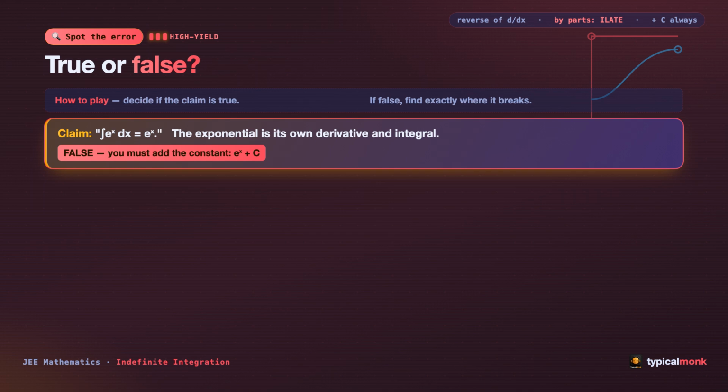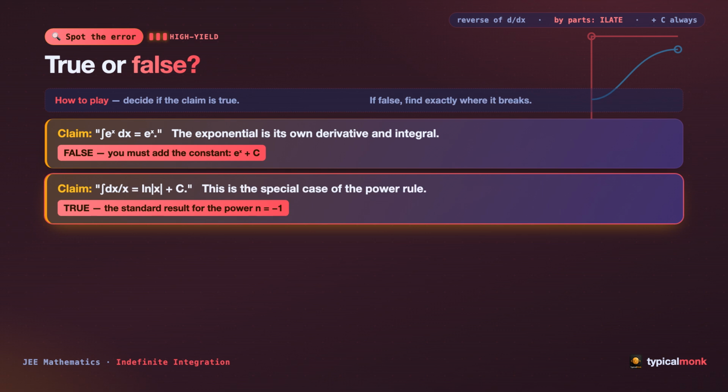Now a true or false drill. For each claim, decide if it is true, and if it is false, find exactly where it breaks. Claim 1. The integral of e to the x dx equals e to the x. That is false. The exponential is its own integral. Yes, but you must still add the constant: e to the x plus c.